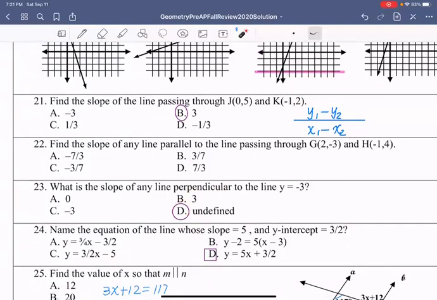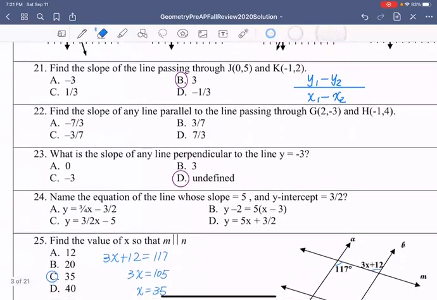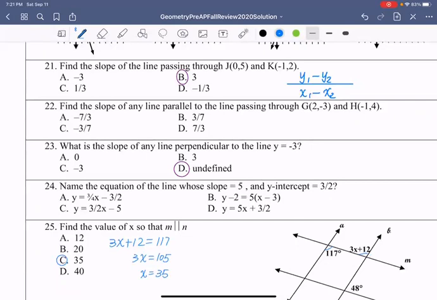Felix, number 24. You have a slope of 5. You have the y-intercept of this. What is your answer? The answer would be y equals 5x plus 3/2. Very good. This is the slope y-intercept format. Y equals kx plus b, correct? Make sense? Okay.